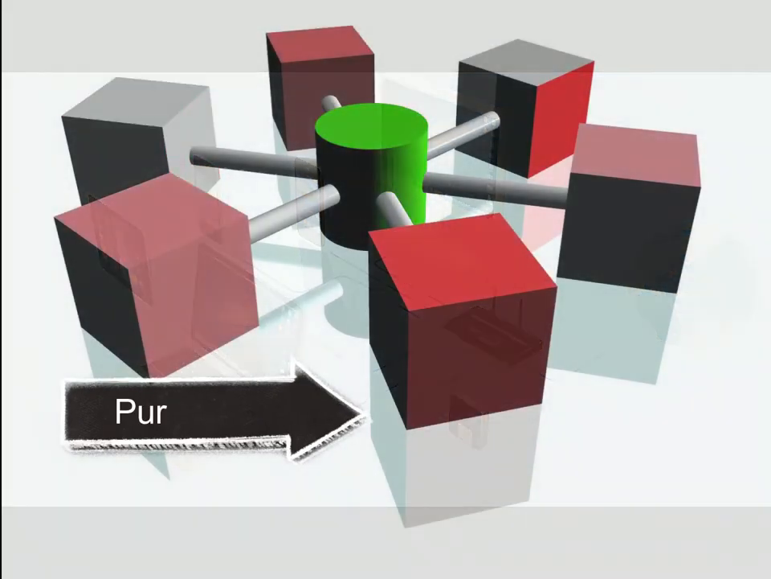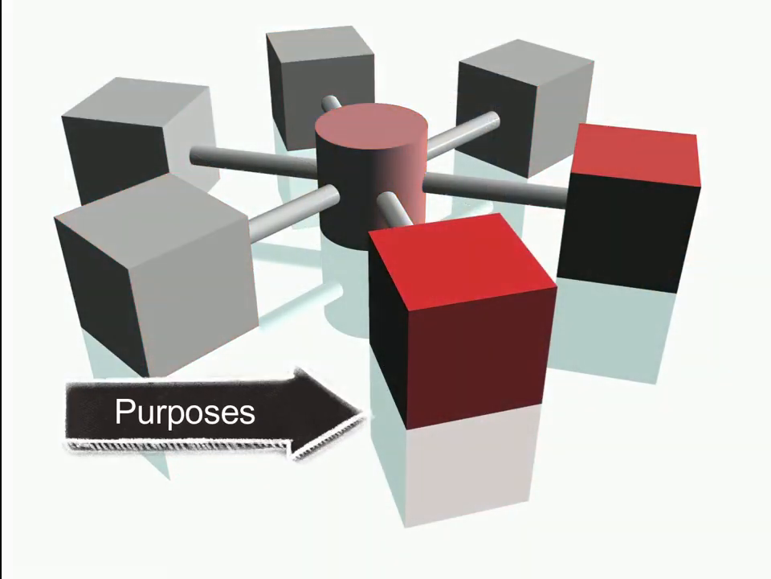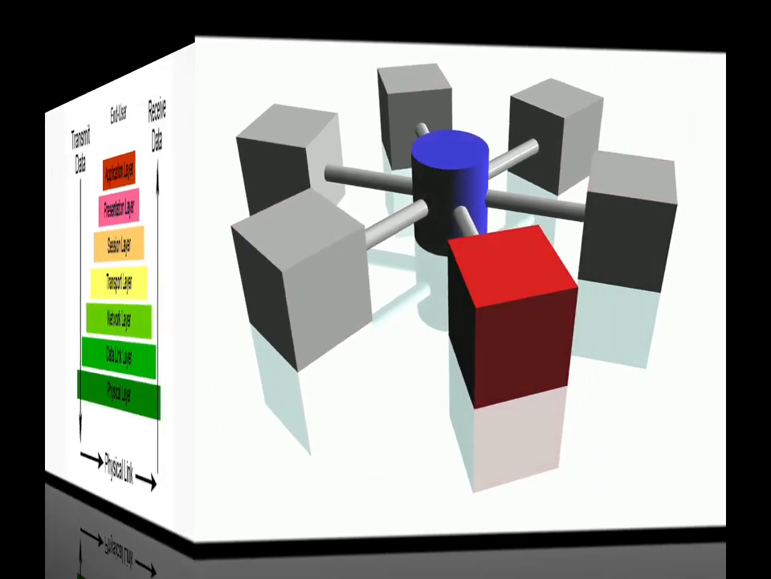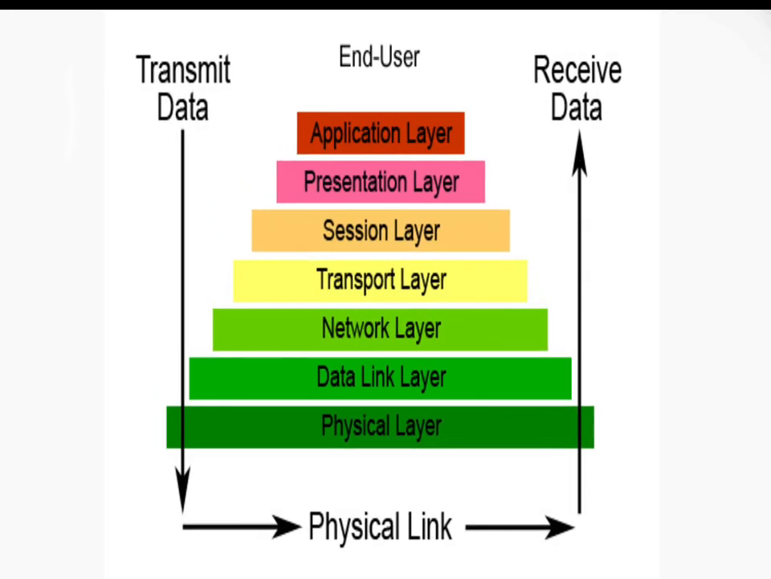Therefore, the purpose of the OSI reference model is to guide vendors and developers so that the digital communication products and software programs they create will interoperate, and to facilitate clear comparison among communication tools.